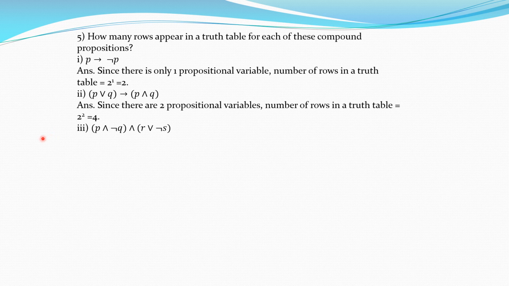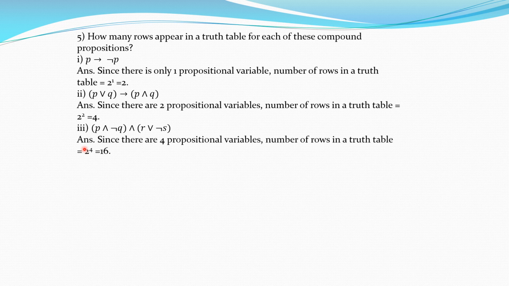Now the third is P and negation Q and R or negation S. Now count the number of variables: P, Q, R, S. There are 4 variables in this compound proposition. So in the truth table, the number of rows will be 2 raised to 4, which is 16. So in this way, if there are n variables in the proposition, then the truth table contains 2 raised to n rows.